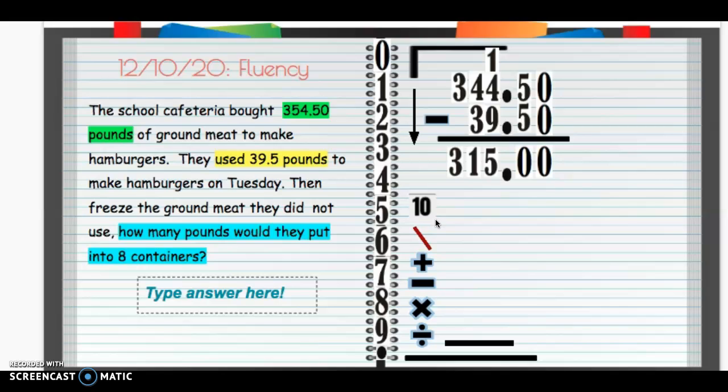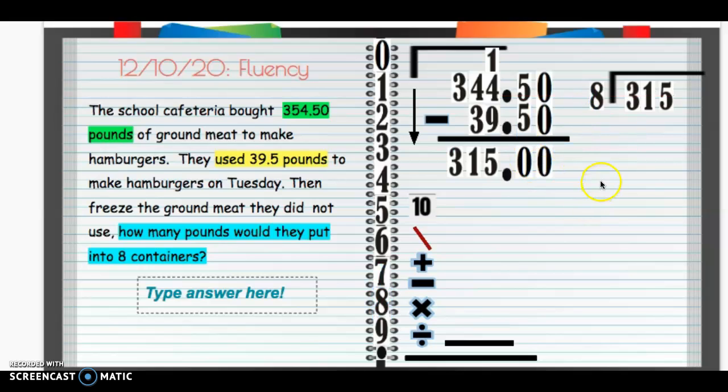So if I'm freezing 315 pounds, I'm having 8 containers. So I'm taking that 315 pounds and divvying it up into 8 containers. I'm putting a little bit in one container, another container, another container, another container. So in a sense, I am dividing that number up. So I have to divide 315 into 8 groups.